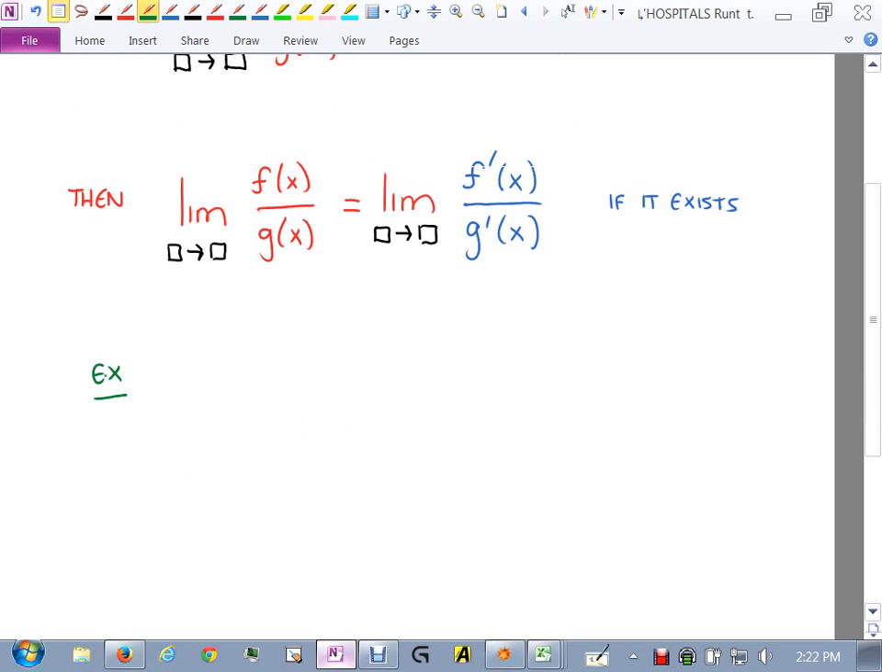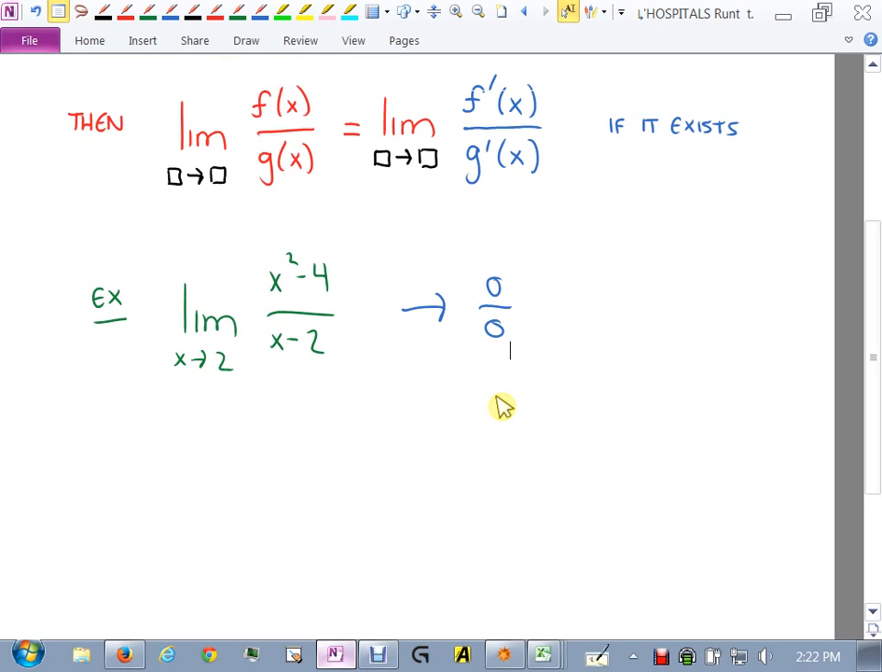Example. What is the limit as x approaches 2 of x squared minus 4 over x minus 2? We just did that problem, right? What was the answer? It was 4. Let's see if this falls into L'Hopital's rule. What happens when we check the form? We get 0 over 0. So L'Hopital's rule is valid. We can use it.